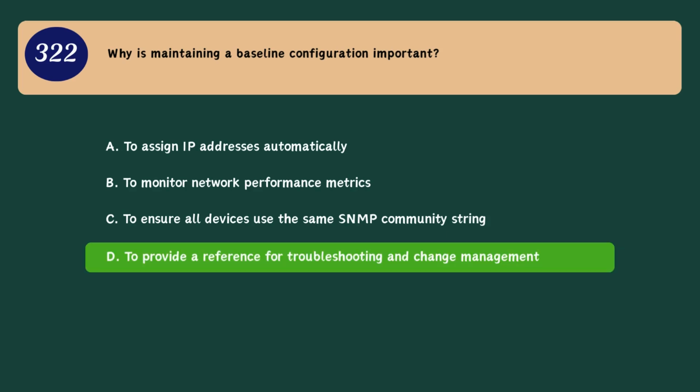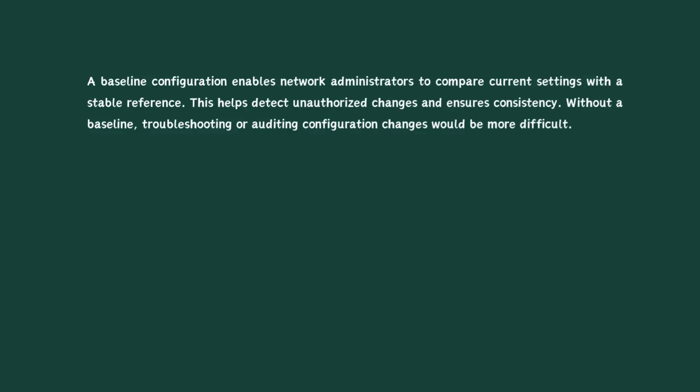Correct answer. D. To provide a reference for troubleshooting and change management. A baseline configuration enables network administrators to compare current settings with a stable reference. This helps detect unauthorized changes and ensures consistency. Without a baseline, troubleshooting or auditing configuration changes would be more difficult.